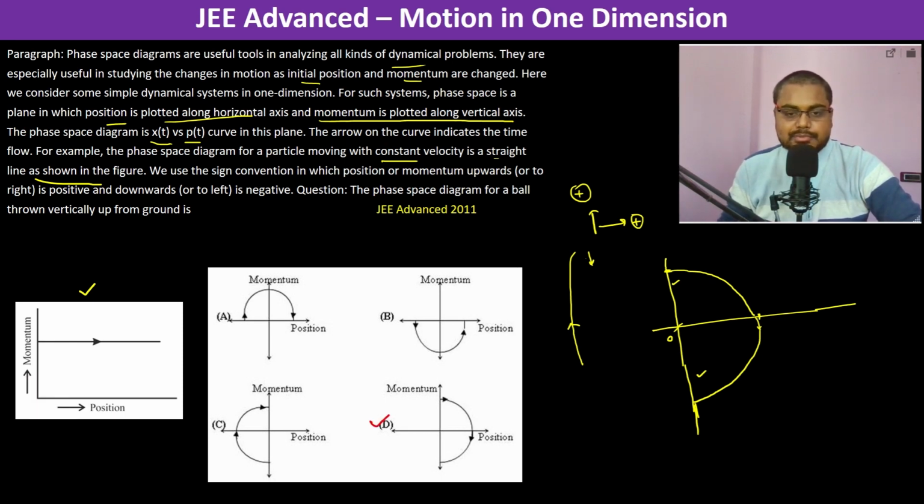Why do we reject the other options? Position was never negative. When a ball goes up from y equal to 0, there is no way that y becomes negative. Y is always positive. Position can never be negative, so A is rejected. B is rejected for the same reason, and C also, because position can never be negative. So there is only one option, D, where the position is positive for both the ball going up and the ball going down.